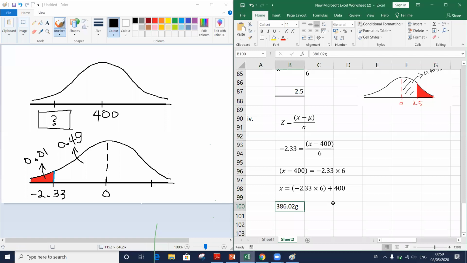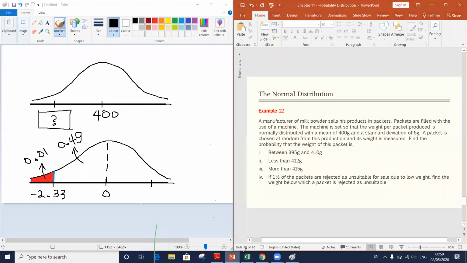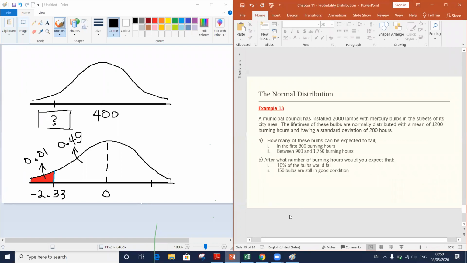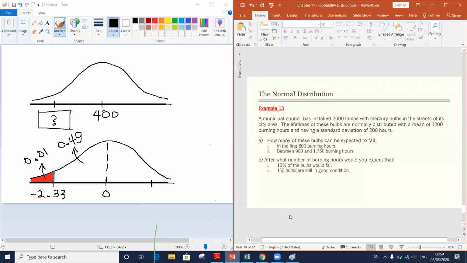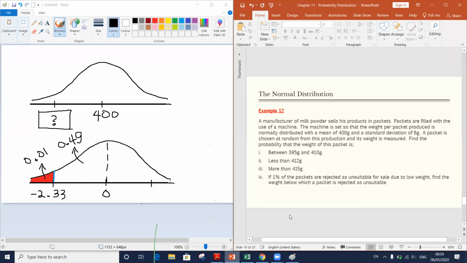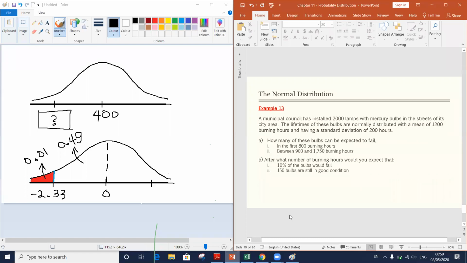So that is how we can use normal distributions in solving problems. Example number 13 and 14 you can try. It is almost the same as example number 12. So you can try it, and if you need any help I can help.